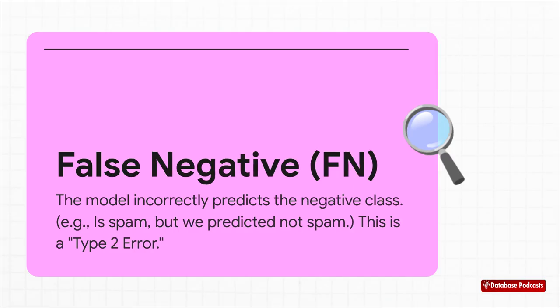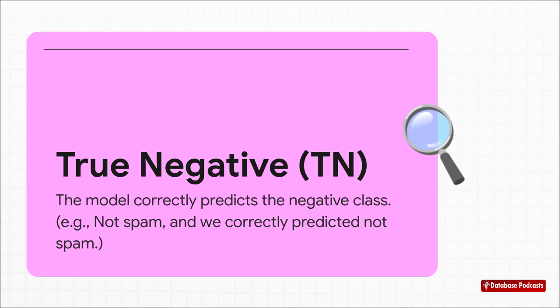Then we have the false negative. This is when the model just flat out misses something. A spam email comes in and the model says, "Nope, looks good to me," and lets it right into your inbox. It failed to do its one job. And finally, the true negative. This is another kind of win. An important email came in and our model correctly identified it as safe and left it alone. So anytime your model is right, it's either a true positive or a true negative.